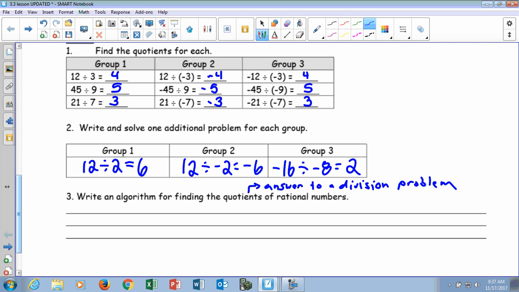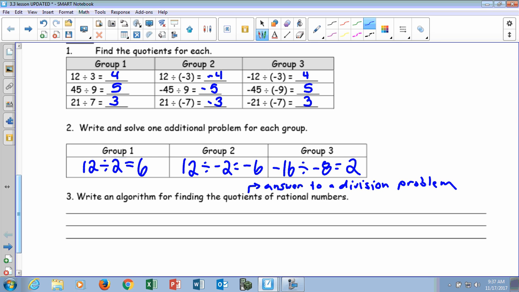So the product was an answer to a multiplication problem. A quotient is an answer to a division problem. Well, what do you notice about groups 1, 2, and 3, these division problems, compared to what we did in multiplication?